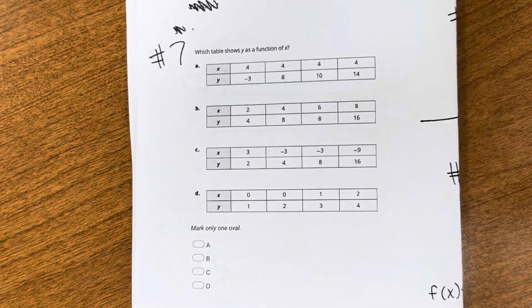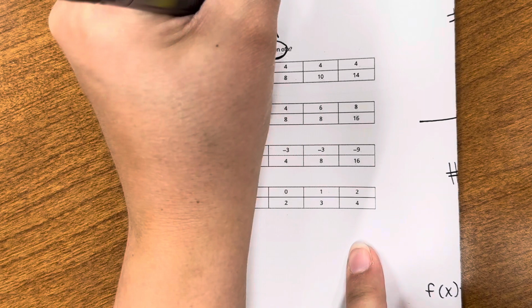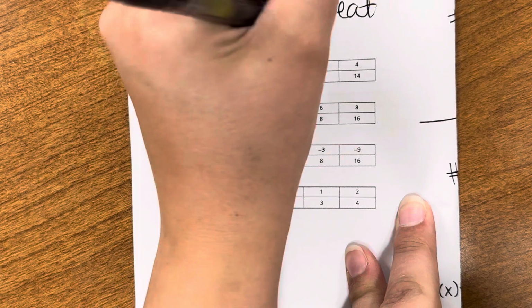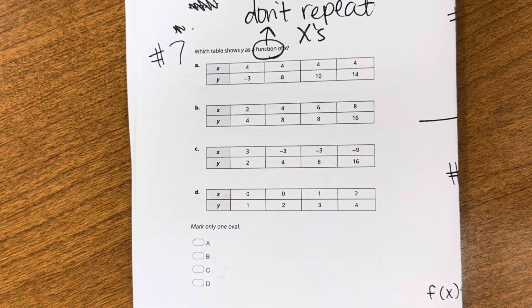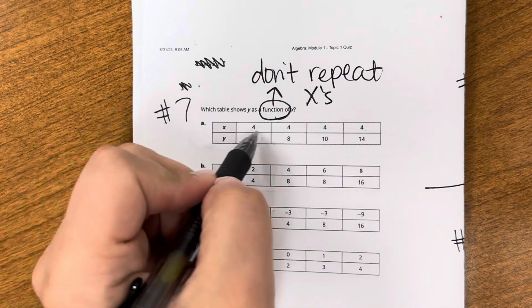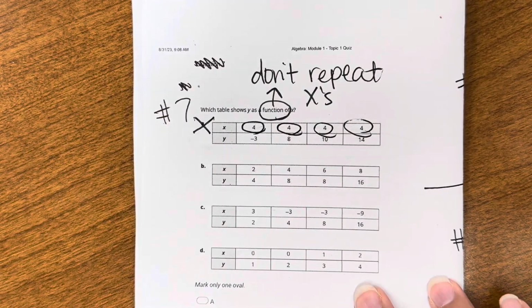On the back of that page, we actually have questions 7, 8, and 9. So we're going to go to question 7. Question 7 says, which table shows y as a function of x? Remember, a function means you don't repeat x's. So looking at our tables, if it repeats an x, it is not a function. So right here, all these x's are being repeated, so A is not a function.